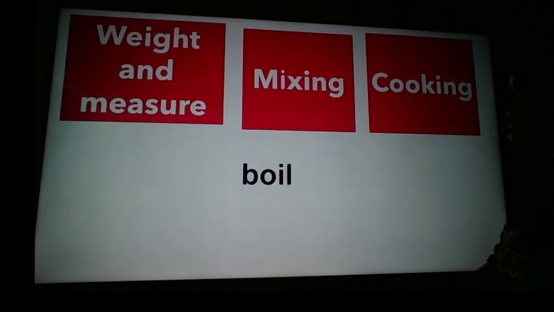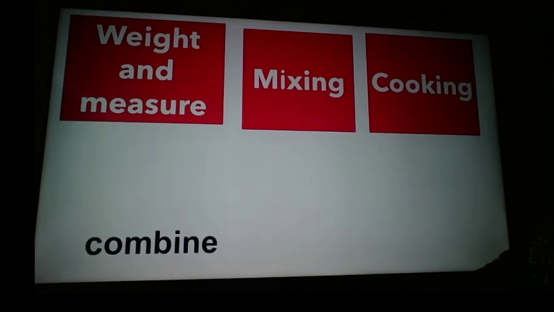So what about the next word? Fold's going into mixing. Boil. Oh, I think this is too easy for you. Boil is a cooking word. Pint. That one should be easy if you could get all of the others. Pint is a weight and measures word. Okay then, let's make it a little bit harder.